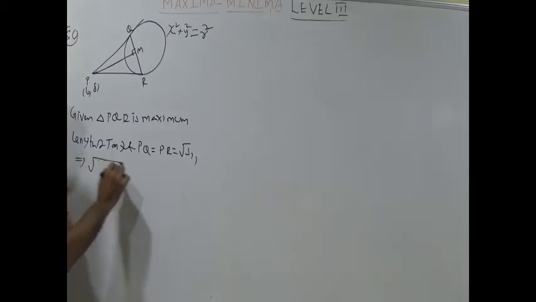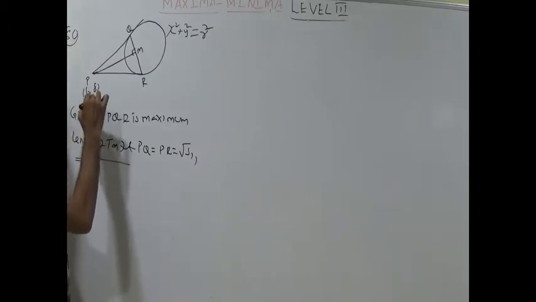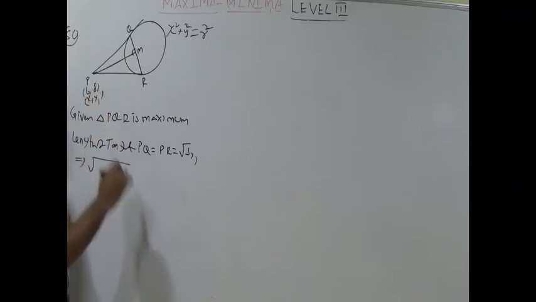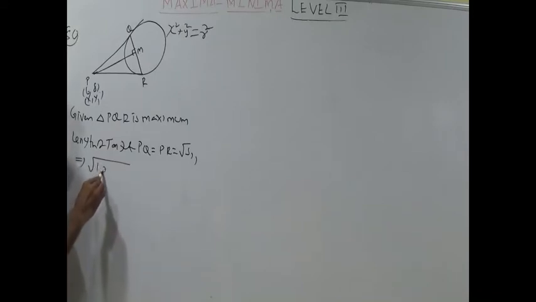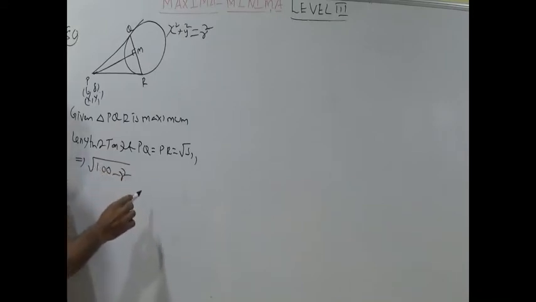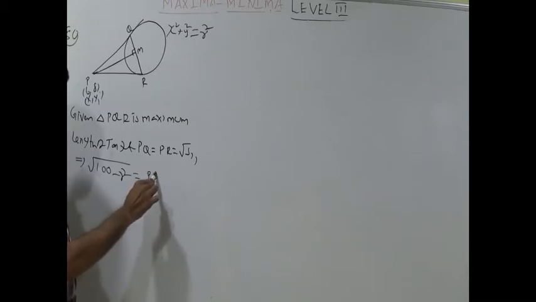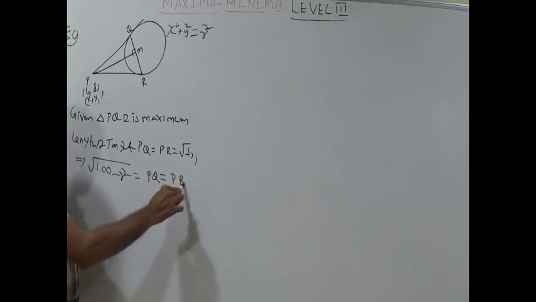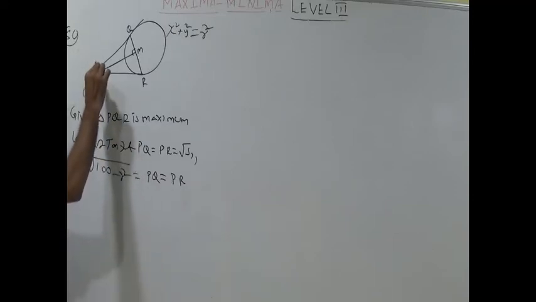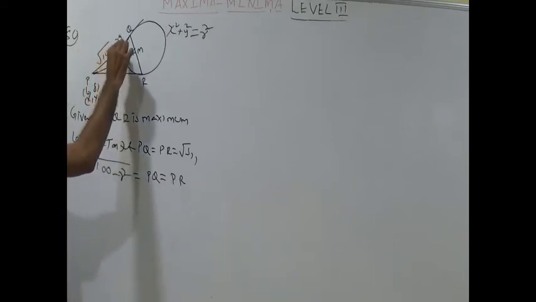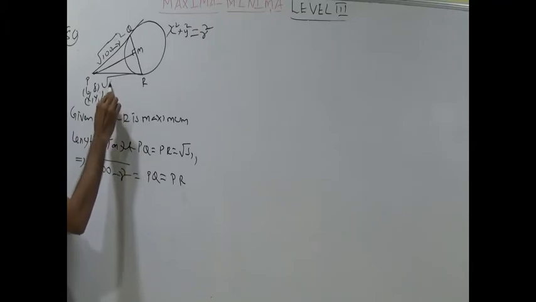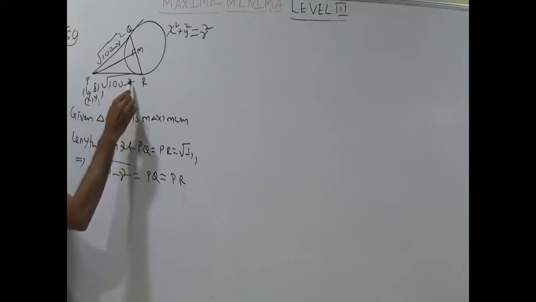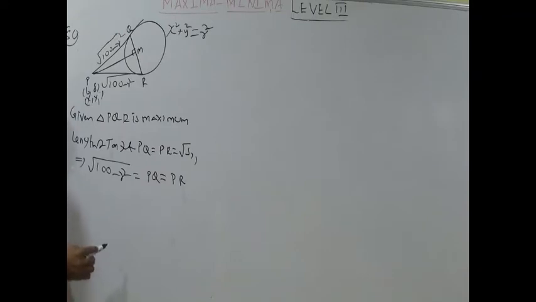That implies root of, here this is x1, y1. Previously I said x1 square plus y1 square minus r square under root. So 6 square plus 8 square minus r square, 100 minus r square you can write. That is PQ or PR, anything, no problem. PQ is equal to PR is equal to root of 100 minus r square. We got this one here. Directly you can write here also, 100 minus r square under root.